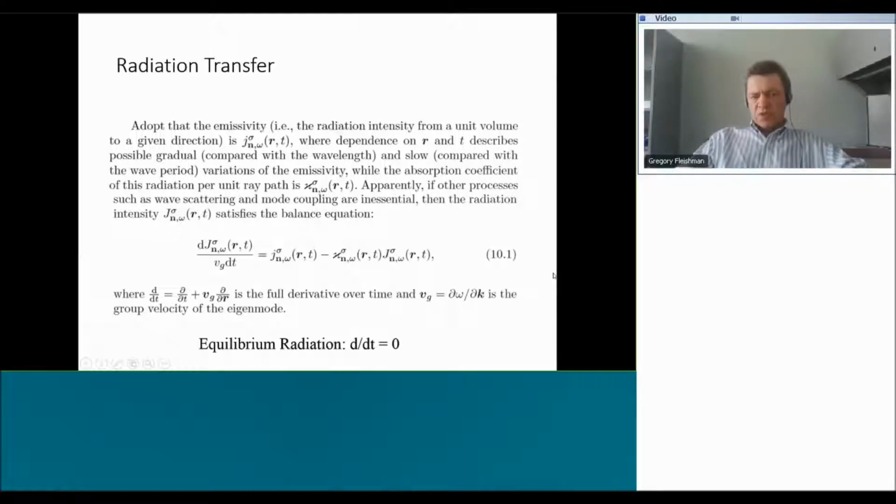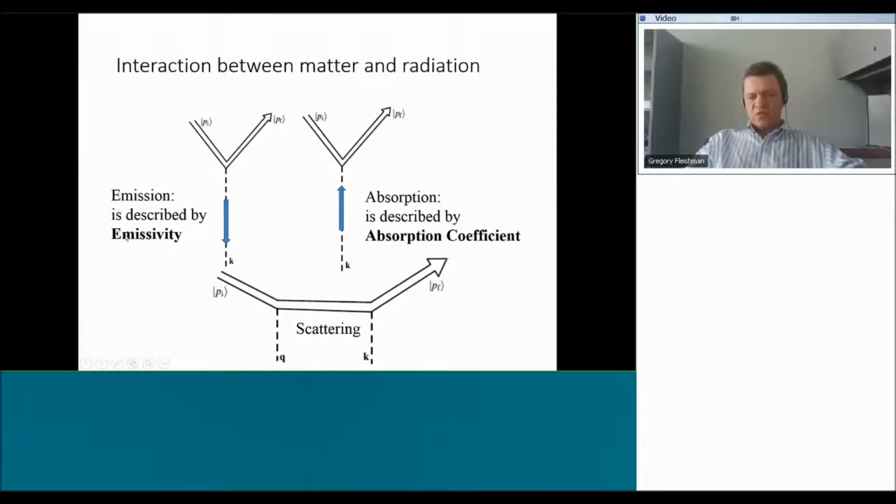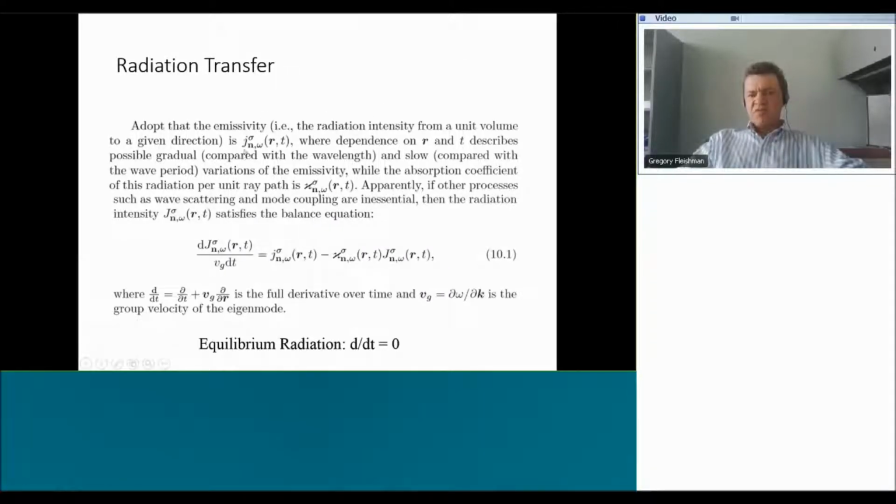Now, what is radiation transfer? Radiation transfer is an area of science which investigates how electromagnetic radiation is transferred and how it changes while it propagates through a medium. Now we introduce parameters for what I introduced before, for emissivity and for the absorption coefficient. The emissivity we will call J with a lot of indices. What do the indices mean?